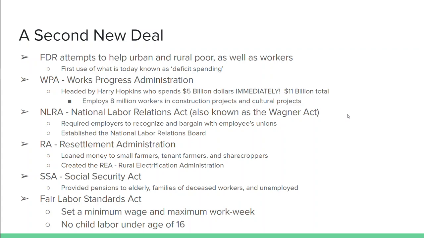Now, you may have heard of this, the Social Security Act, that guarantees pensions for the elderly, but it does more than that. It also gives survivor benefits for families of deceased workers. It provided for unemployment insurance, and it gave dependent mothers and dependent children help if needed as well. Then, last but not least, we have the Fair Labor Standards Act, and that is going to establish a minimum wage and a maximum hours in a work week. It also prevents children under the age of 16 from working without specific conditions.